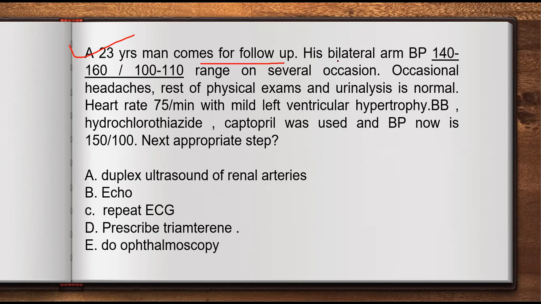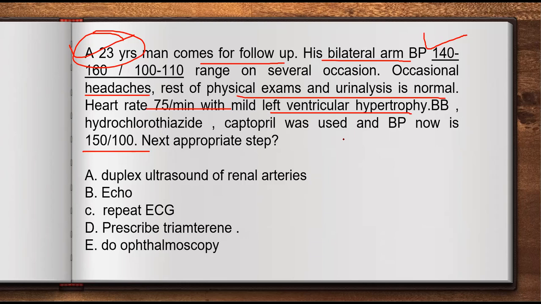A 23-year-old man comes for follow-up. His bilateral arm blood pressure is 140 to 160 by 100 to 110. That means the patient is having hypertension. Occasional headache is there. Rest of the physical examination and urine analysis is normal. Heart rate normal, mild LVH. Beta blocker, hydrochlorothiazide, captopril was used, and still BP is high. So you can see it's a resistant hypertension. Even if you use 3 medications, still the blood pressure is not coming down.